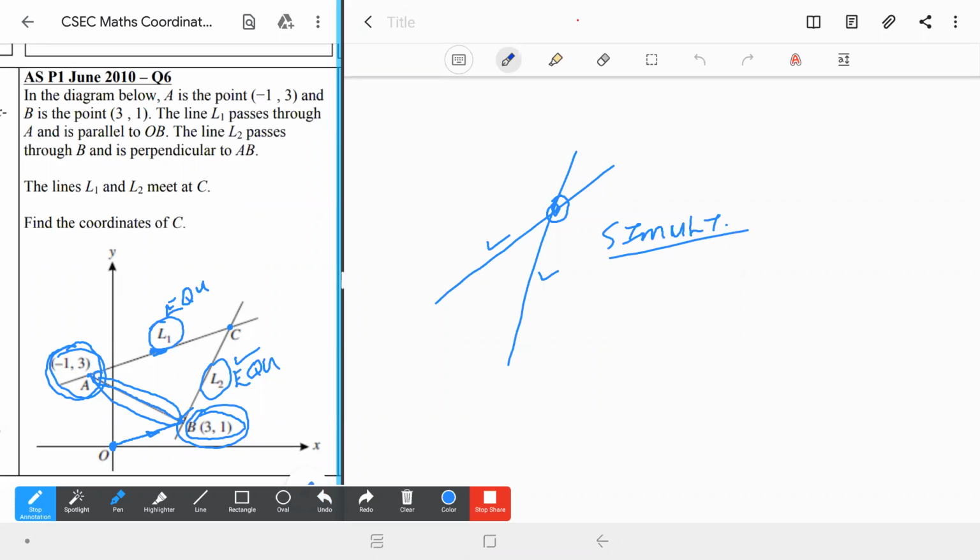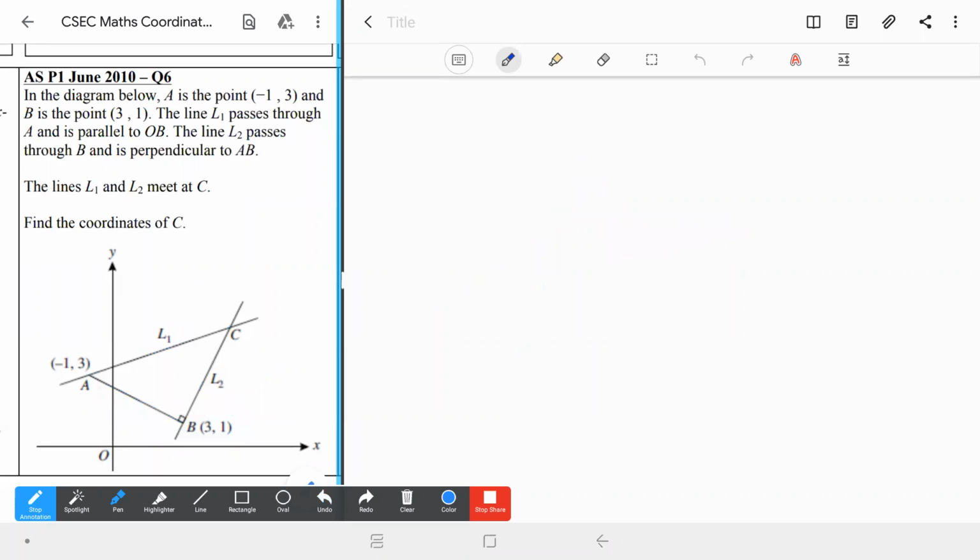All right, so let me erase everything and let's draw back what we had. So what we had was this point, this line is parallel to this line.